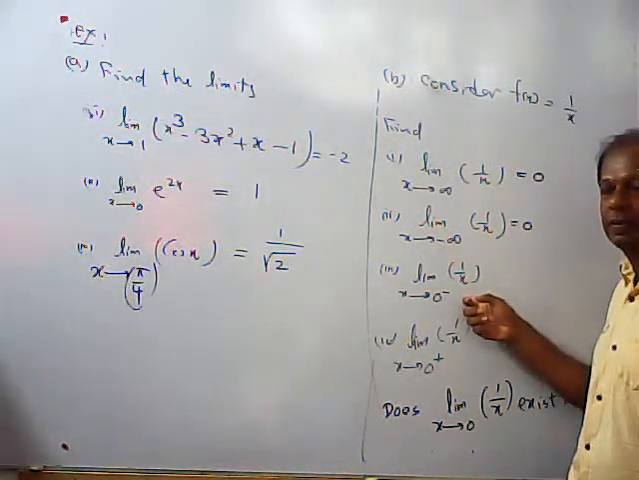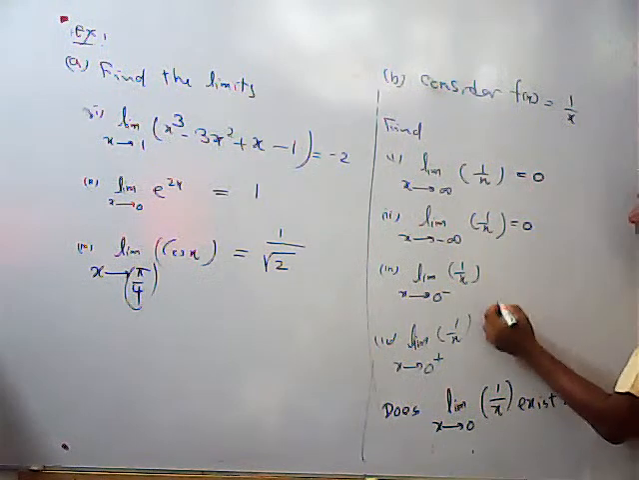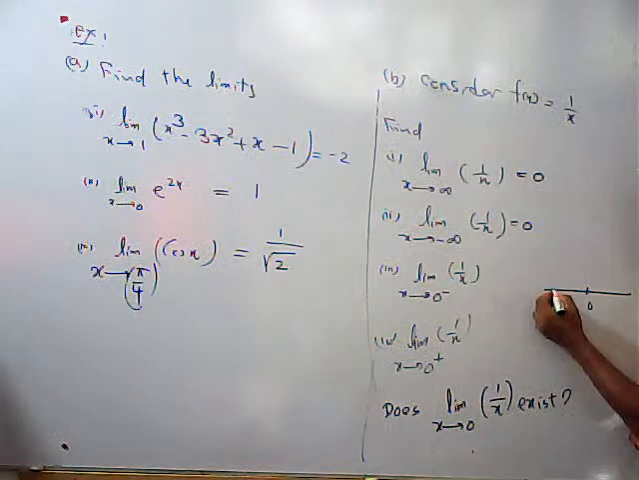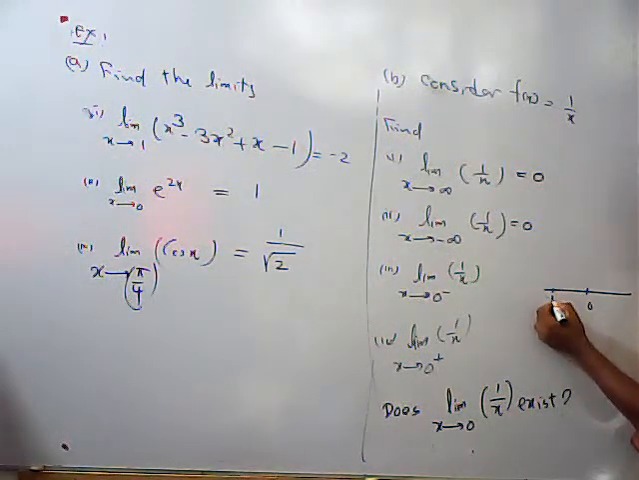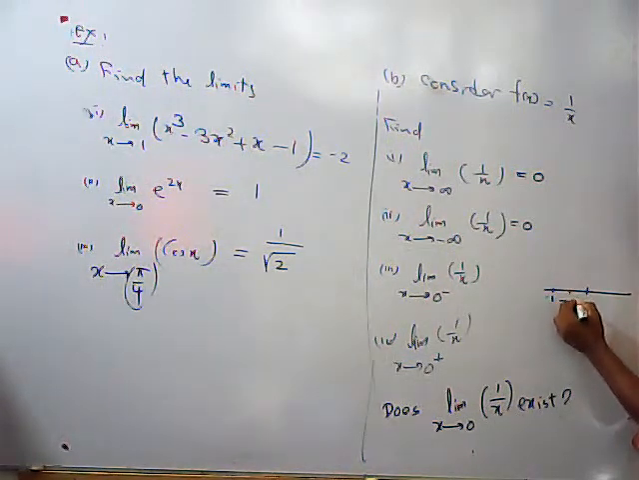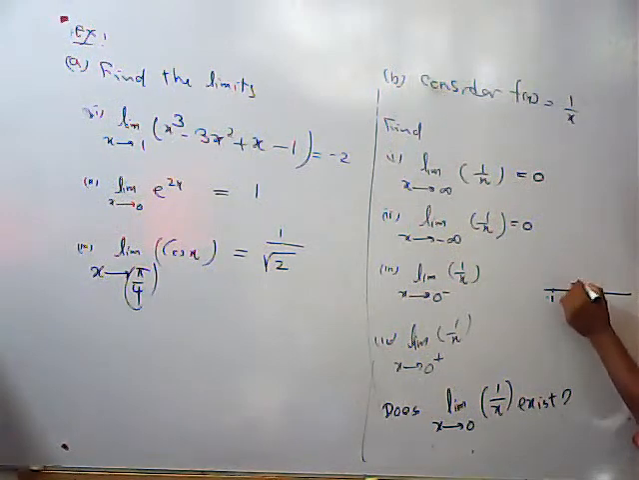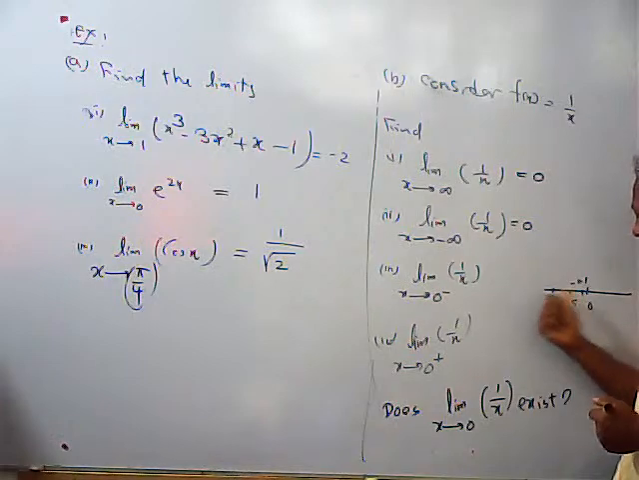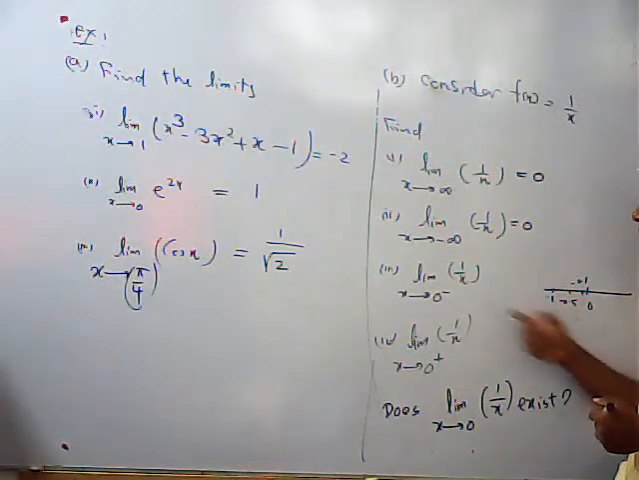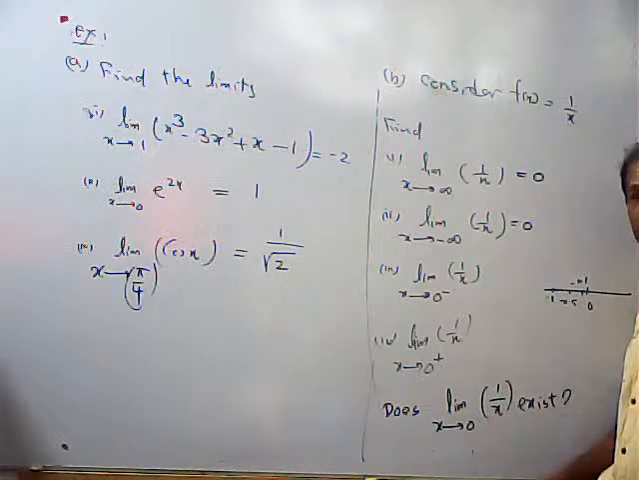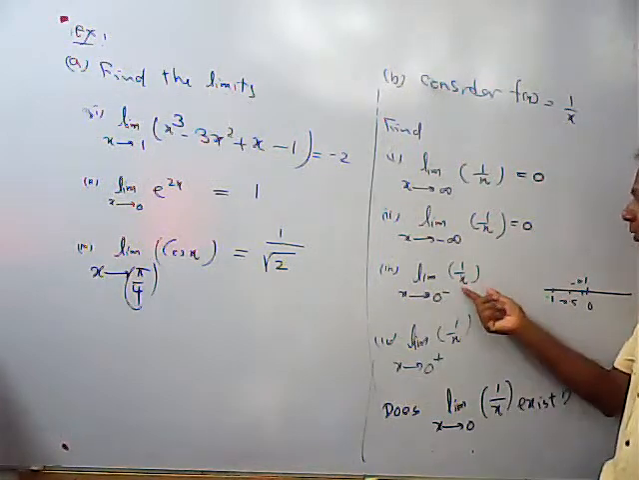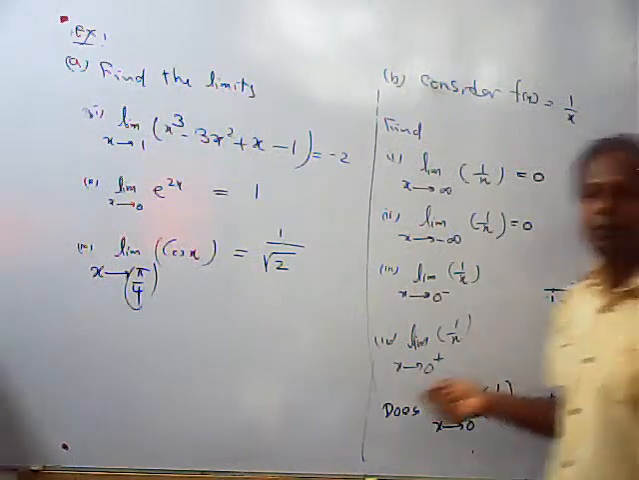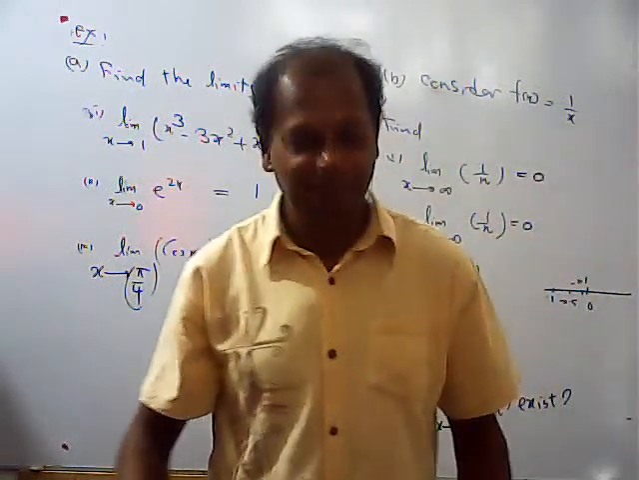What happens to this? As we apply negative values to x, say minus 1, minus 0.5, minus 0.1, you apply negative values to x and you get closer and closer and closer to 0. What happens to 1 over x? As x is getting closer to 0 via negative values, what happens to 1 over x?